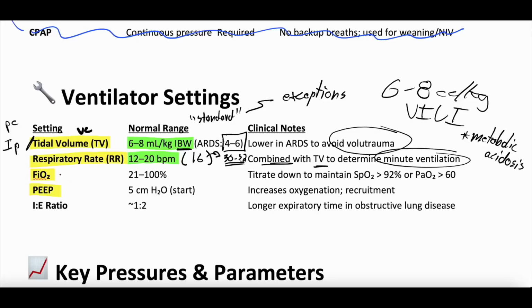FiO2 is the fraction of inspired oxygen. Okay, this is essentially how much oxygen you are giving them in their breathing tube. The range can go from 21% to 100%. Why is 21% the lowest? Drum roll, that is the FiO2 in the atmosphere at room air. That's what we are breathing right now. So we don't tend to go lower than 21%, because that would be lower than the physiologically present oxygen in the atmosphere that you're breathing every day.